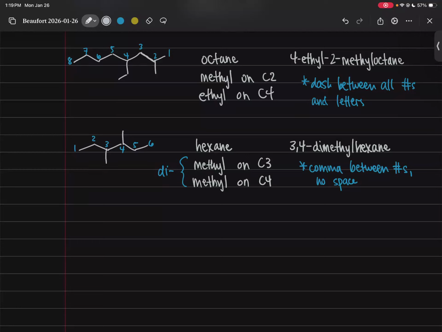Are we happy with that so far? Cool. Yeah. You can see why people get tired of this really fast. Because, I mean, it's not hard, it's just really tedious. And as soon as the molecule gets bigger, like at this point, the name is already just as long as the structure. So, yeah. All right.